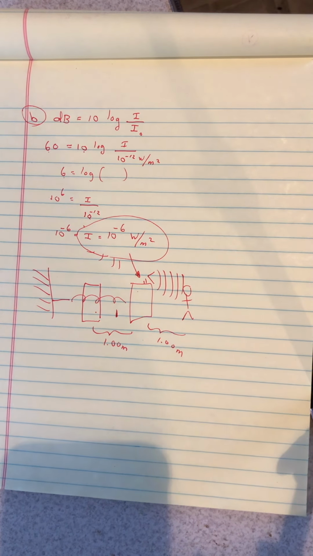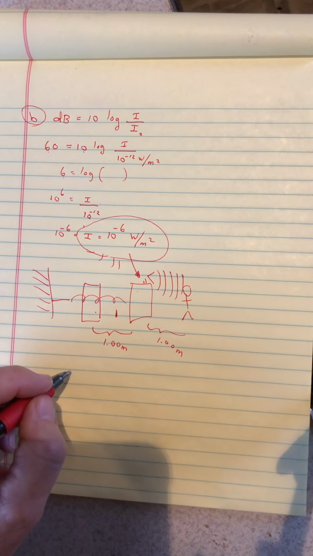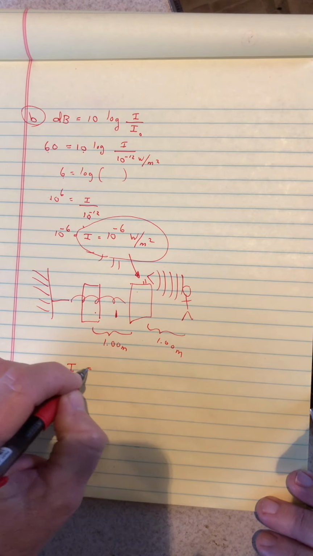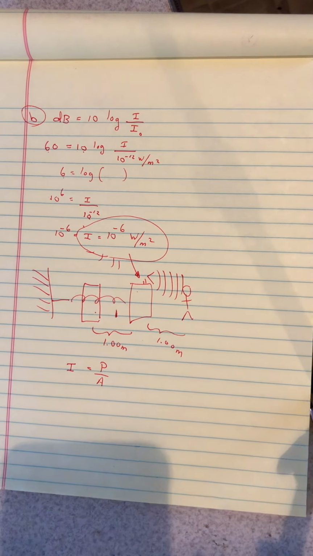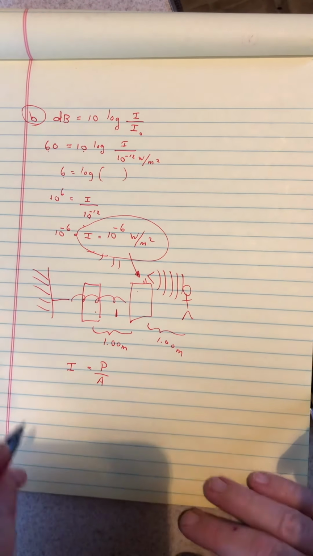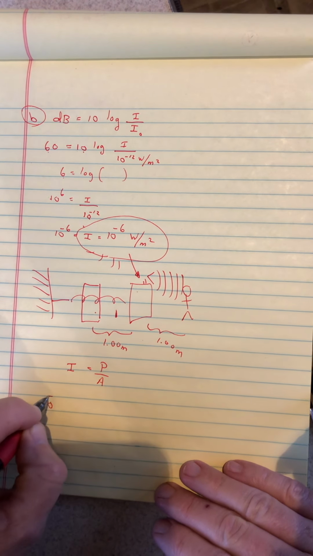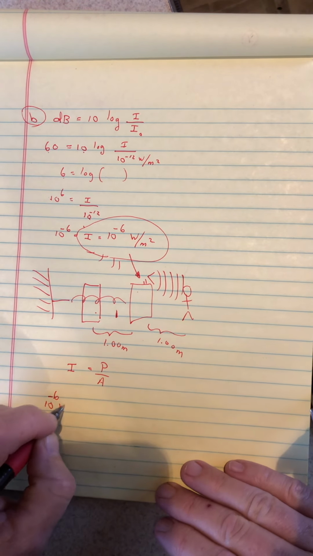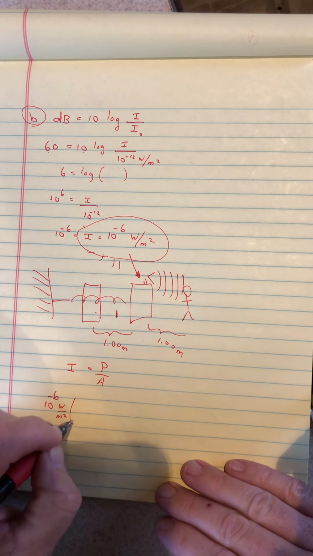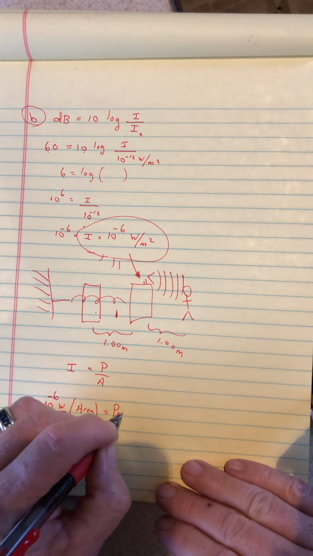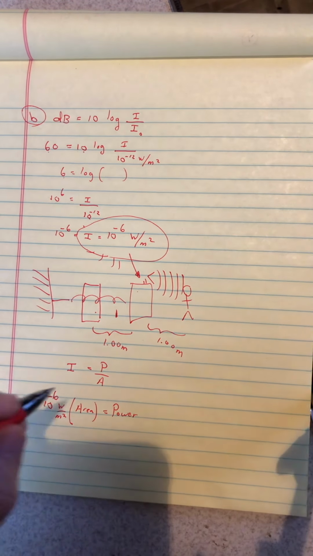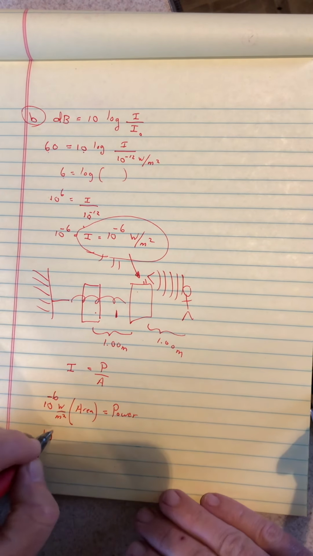The thing that makes the connection to this problem is the conservation of energy. Let me take this one step further and remind you that intensity is power divided by area. So we can learn how much power is coming out of this speaker by taking this intensity, which was 10 to the minus 6 watts per square meter, and multiplying it by area to get the total power coming from our speaker.